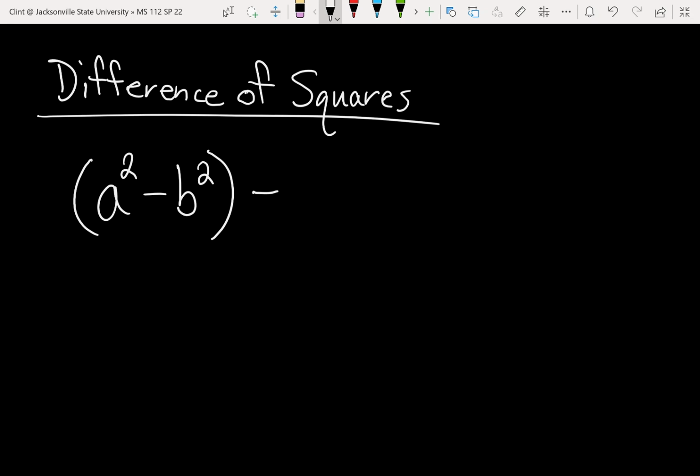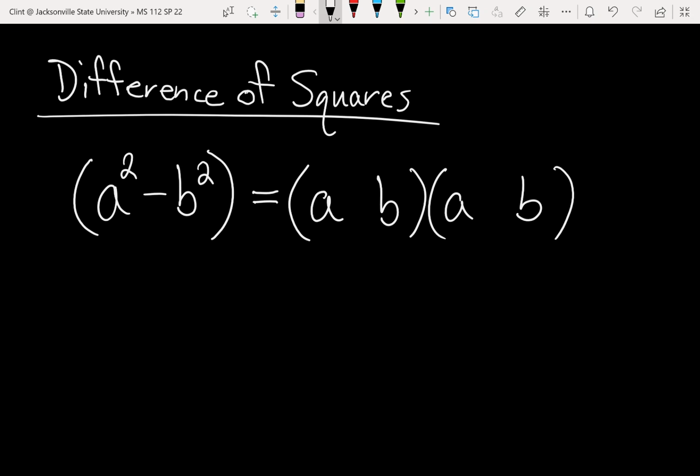Anybody remember what it is? So we know we got to have a, to get a squared, got to have a times a. We got to have b times b in there to get b squared. And to make the signs come out right, one of these is plus, one of these is minus. So if we've got some perfect square minus another perfect square, how that's going to factor is the square root of the first one plus the square root of the second, times the square root of the first one minus the square root of the second. So a squared minus b squared factors into a plus b times a minus b.